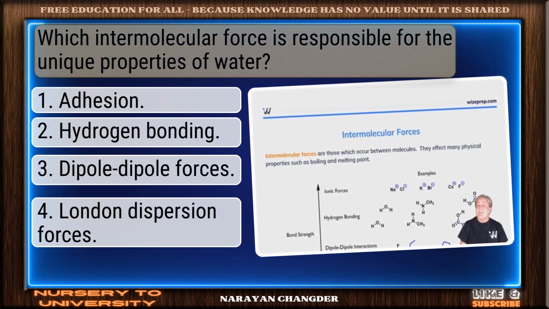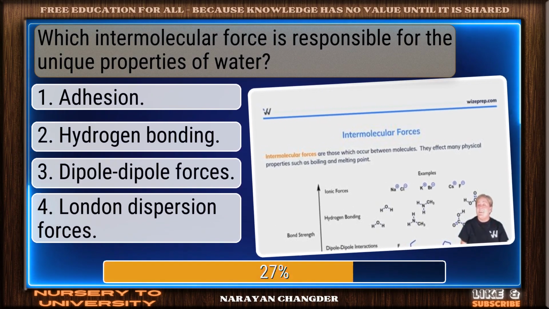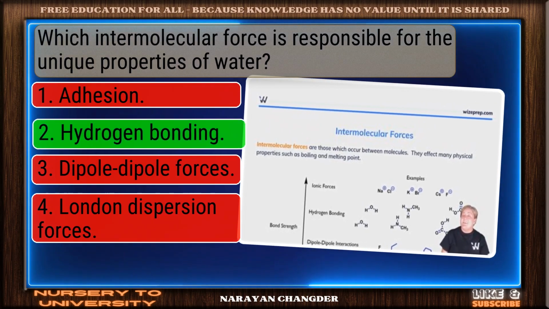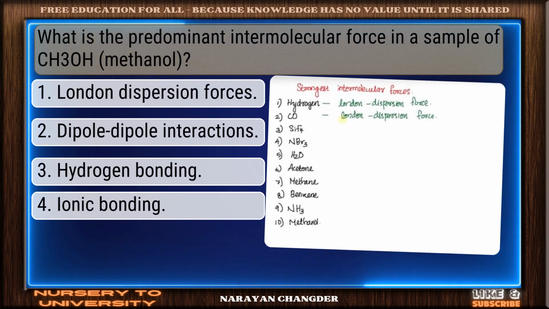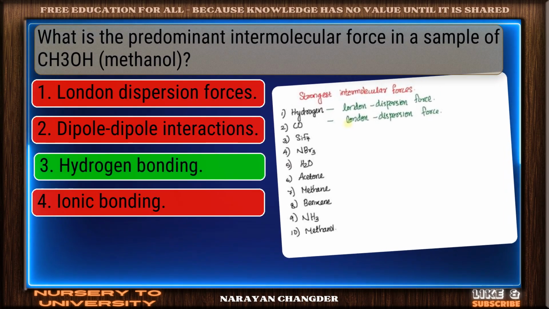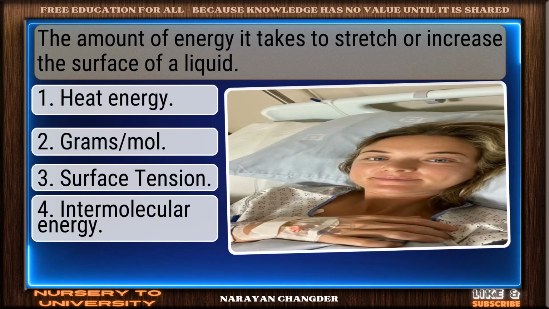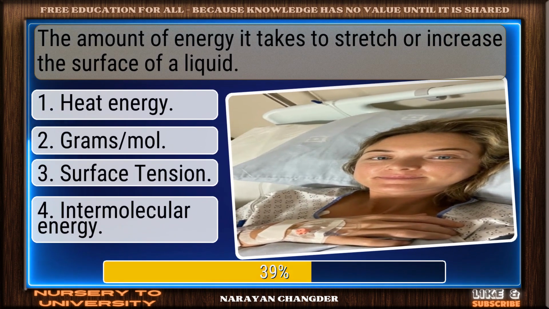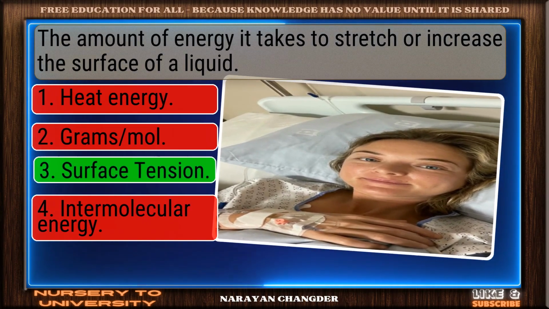Which intermolecular force is responsible for the unique properties of water? On track. Hydrogen bonding is the correct answer. What is the predominant intermolecular force in a sample of CH3OH? Nice selection. Hydrogen bonding is the correct and valid answer. The amount of energy it takes to stretch or increase the surface of a liquid. Well done. Surface tension is the right choice.